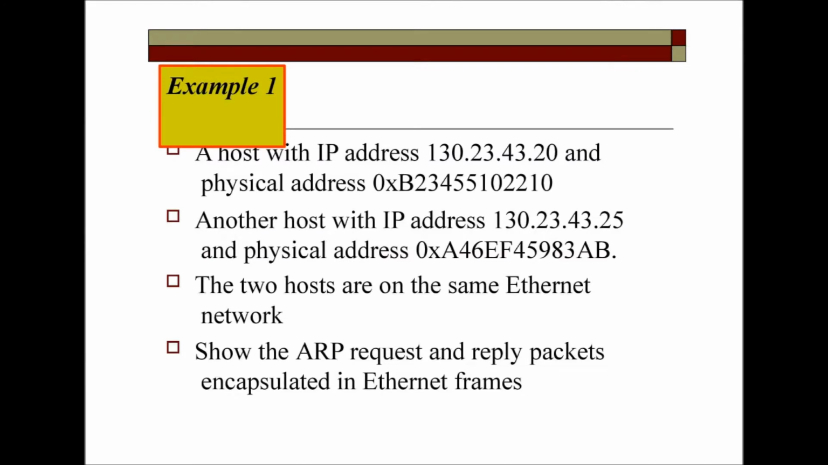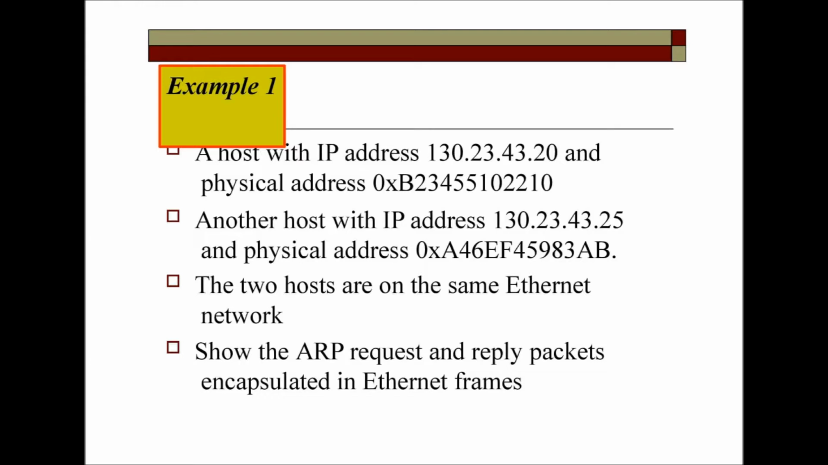Example number 1: a host with IP address 130.23.43.20 and physical address 0B:23:45:51:02:10. Another host with IP address 130.23.43.25 and physical address A4:6E:F4:59:83:AB. The two hosts are on the same Ethernet network.